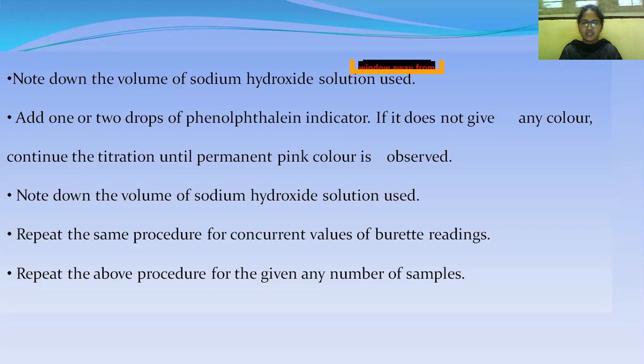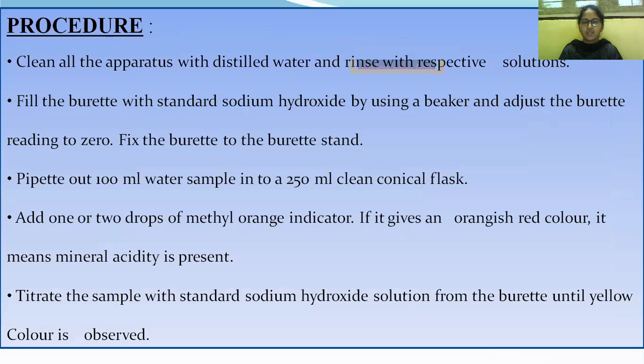So what's the first step? Fill the burette with sodium hydroxide solution and take 100 ml of sample in a conical flask. Add 1 or 2 drops of methyl orange. So it turns to orangish red color. If it turns to orangish red color, we can go for the next step, that is titrate the sample with standard sodium hydroxide solution until yellow color is observed. If it does not change to orangish red color, it means no mineral acidity is present.